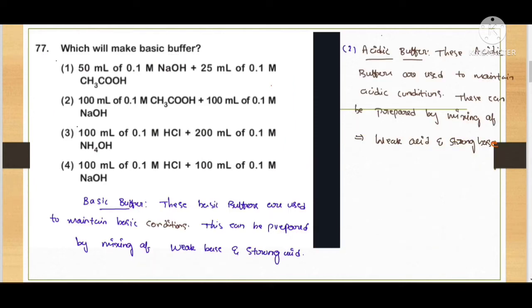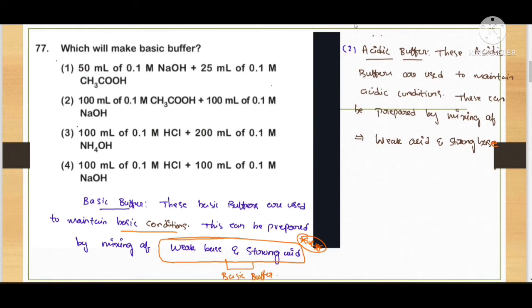Now let us discuss what we mean by basic buffer. Basic buffers are used to maintain basic conditions. Basic buffers can be prepared by mixing a weak base and a strong acid. By mixing a weak base and a strong acid, we make the basic buffer. This condition is very important.